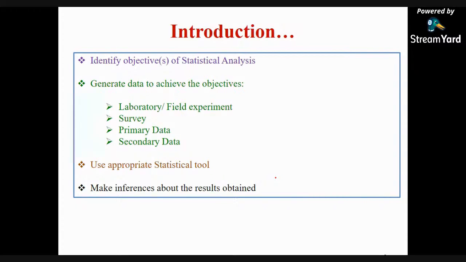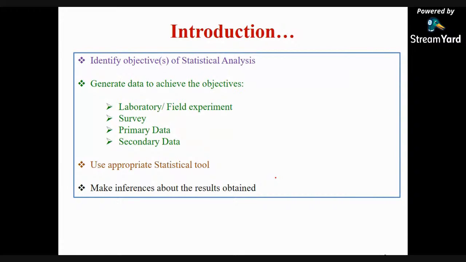Now, this data can be generated either by laboratory or field experiments. In the majority of the biological sciences and computational biology, the experiments are laboratory based. So we can have a laboratory based experiment, or even a field experiment, for example varietal trials in the field in large farms. In that way we can generate data. The second way of generating data is by survey. That is a very common method in statistics.